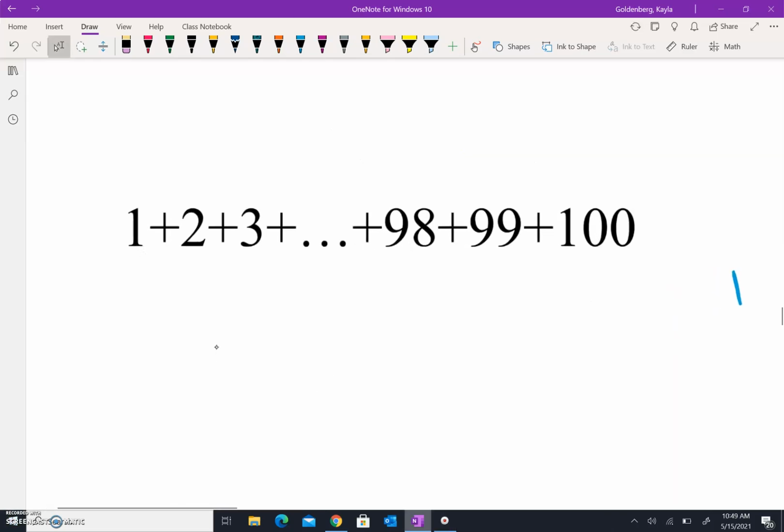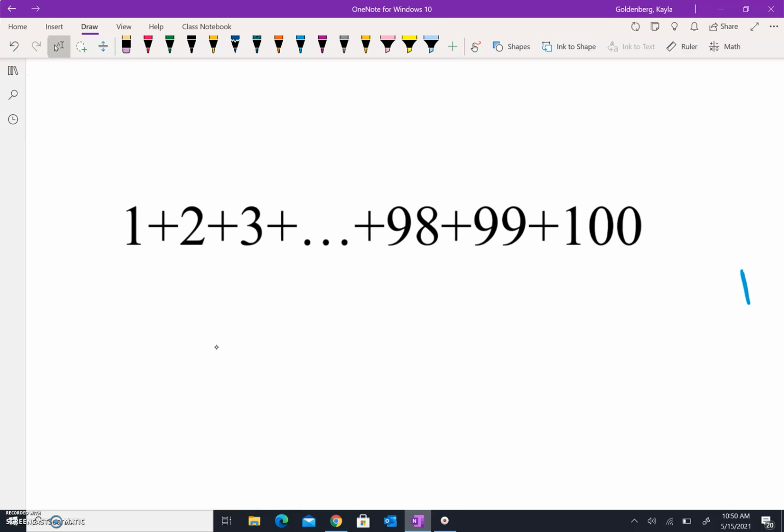And he noticed a certain pattern with these numbers. See if you notice anything curious when you think about what the sums are going to look like, looking from the 1 all the way to the 100.